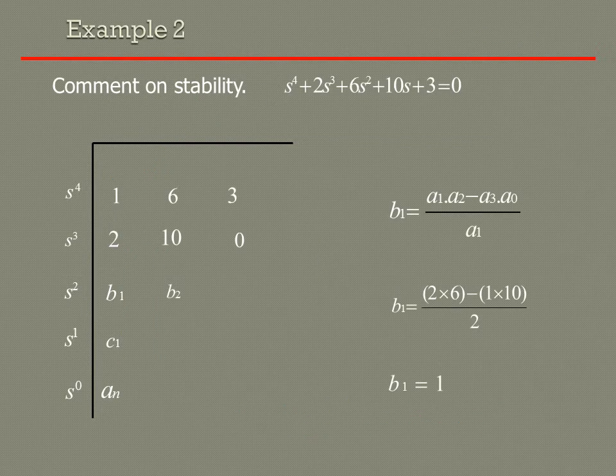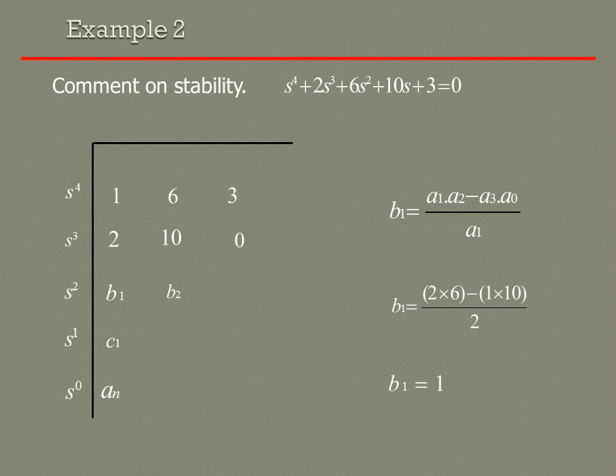Next example. s raised to 4 plus 2s cube plus 6s square plus 10s plus 3 is equal to 0, and we have to comment on the stability. So let us form the Routh's array first. In the Routh's array we will write s raised to 4, s raised to 3, s raised to 2, s raised to 1 and s raised to 0 at the left side, and then write the alternate coefficients in the first and second row.